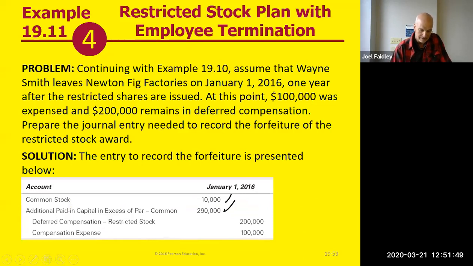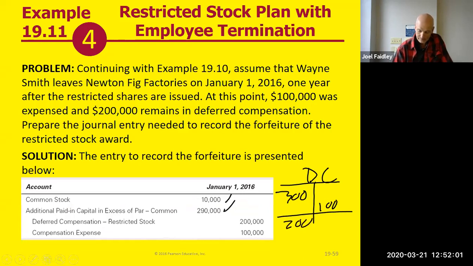So we get rid of that. We have what? A $200,000 balance in deferred comp. Remember, deferred comp had 300. First year, we wrote that down to compensation expense, so we got a balance of 200. Well, we got to get rid of that 200. So we got to, there it is. Credit deferred comp, it's 0 now.